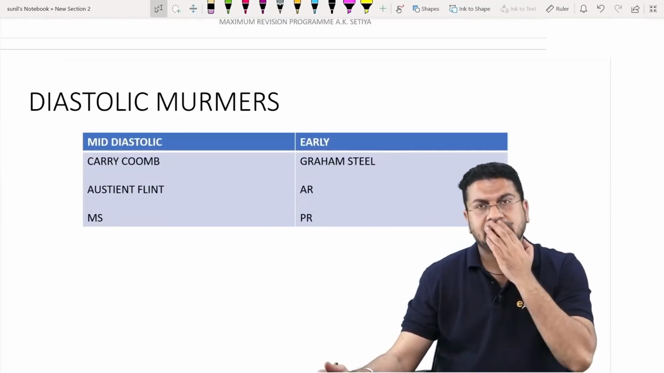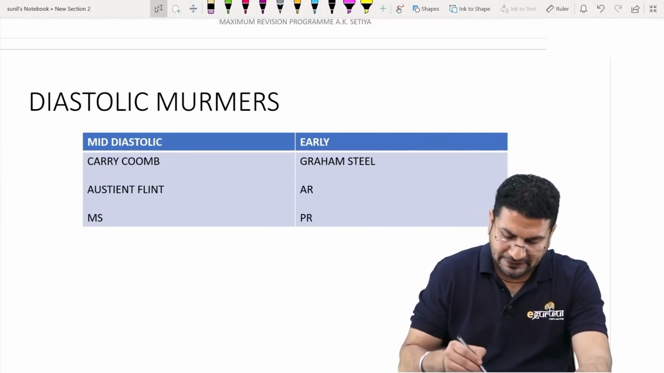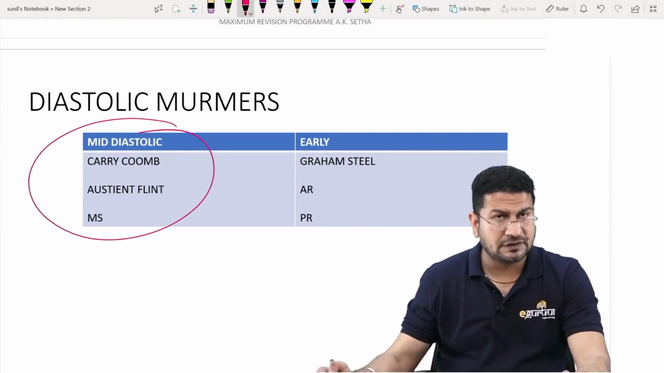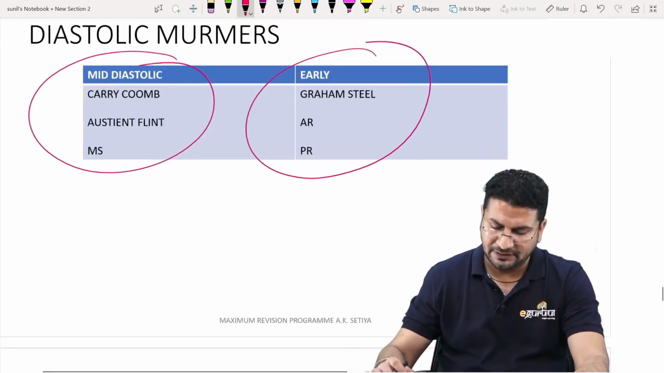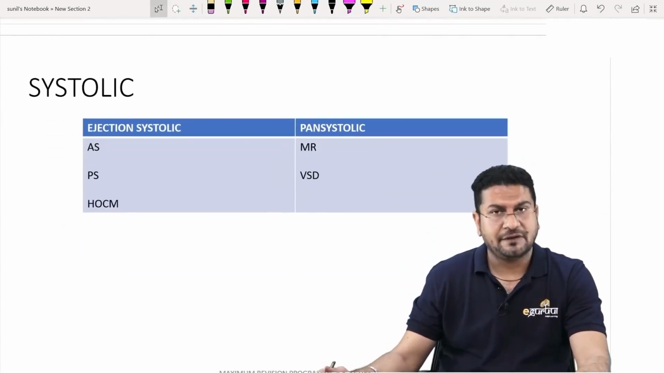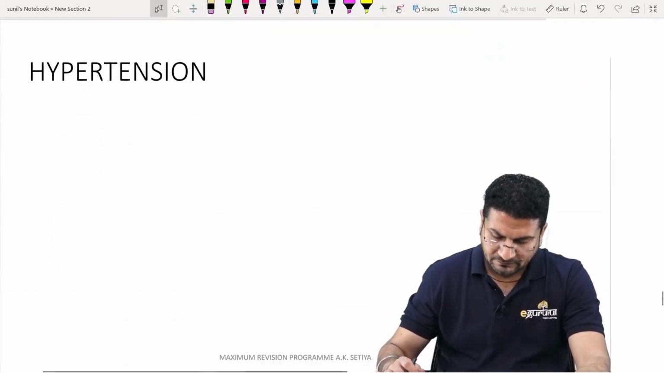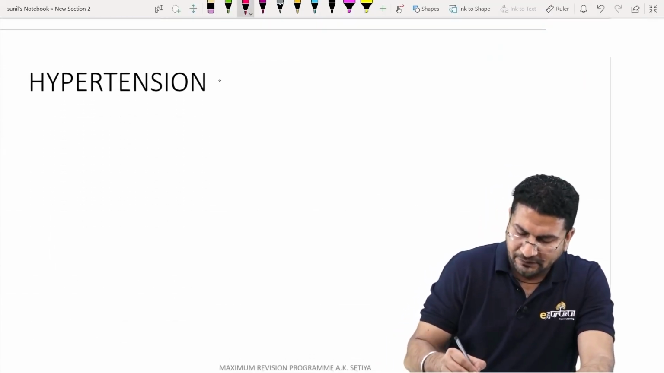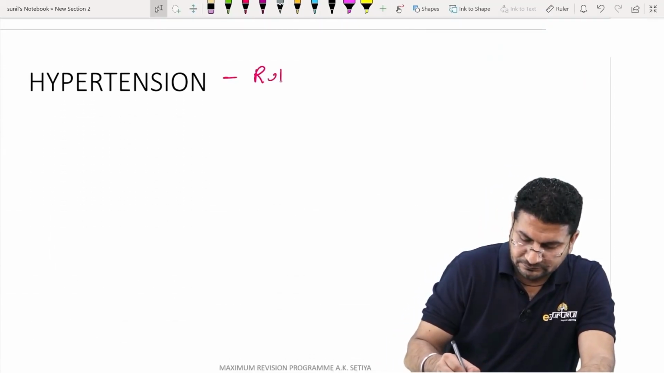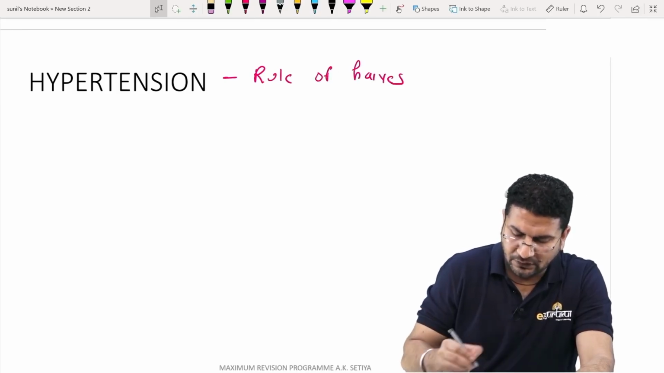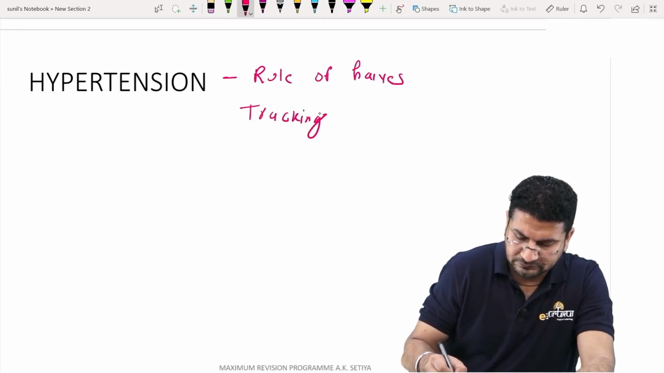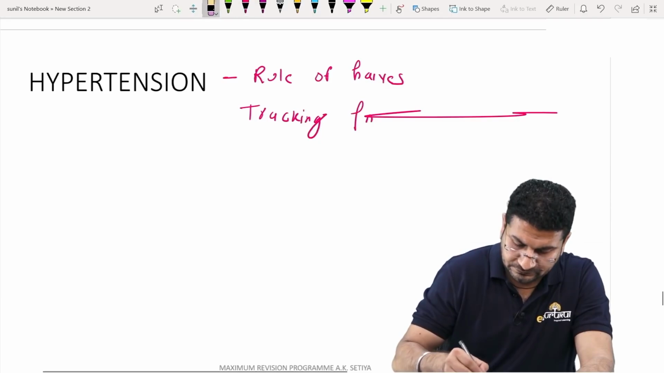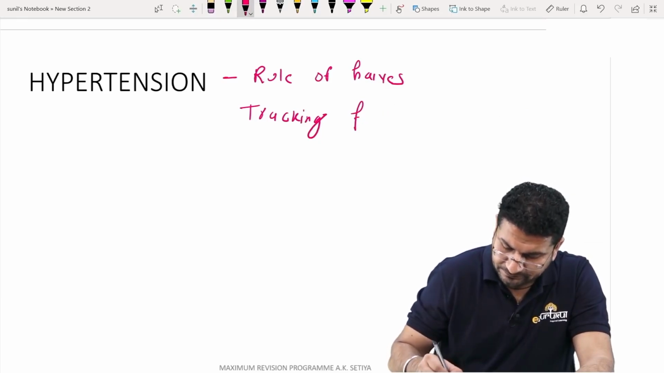Then these are the questions that they ask from murmurs. If you see mid diastolic murmur, these are Carey Coombs, Austin Flint and murmur of MS. Early diastolic murmur, you will see Graham Steell, AR and PR murmur. Similarly, we have to remember some systolic murmurs. In hypertension, remember we have rule of halves as an MCQ that they ask in exam. Rule of halves, there is tracking phenomenon.